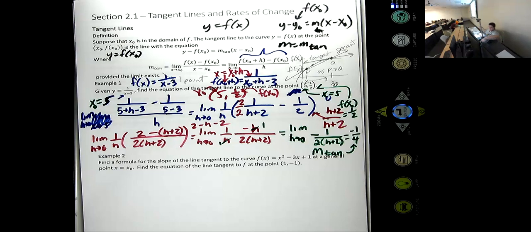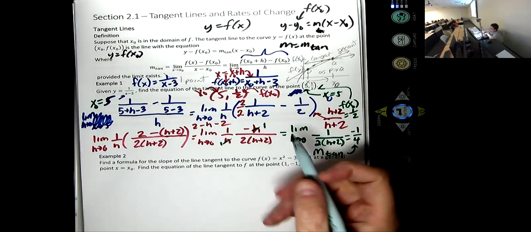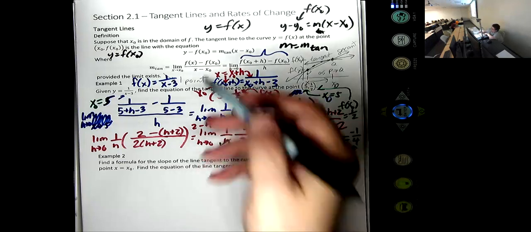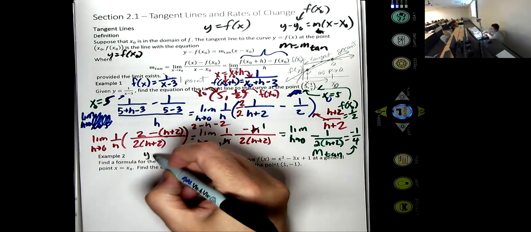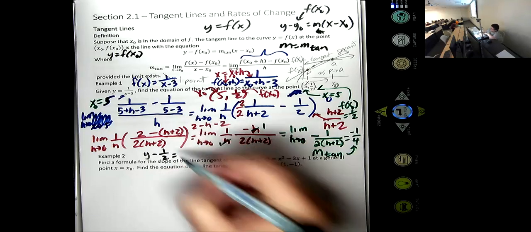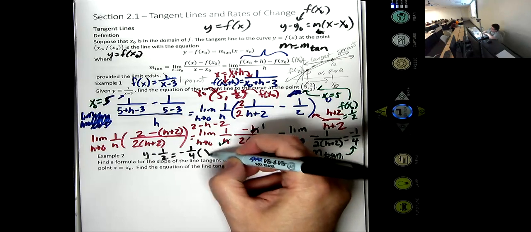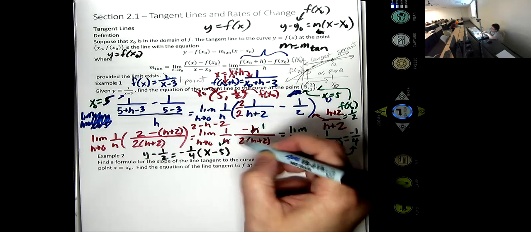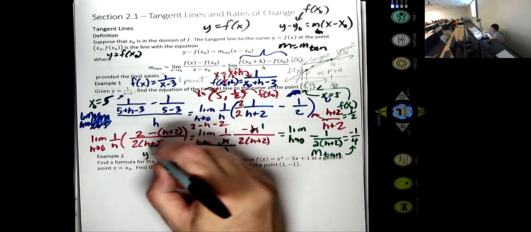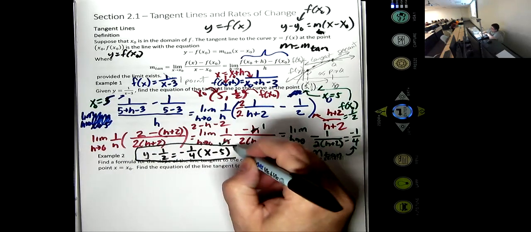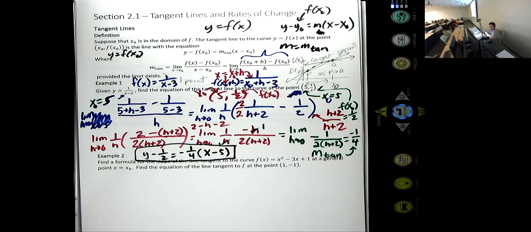That's a pain. We don't even have our tangent line yet. We still got to do y minus f of x naught. So y minus 1/2 equals m tangent, which is negative 1 over 4, and then we've got x minus x naught, which is x minus 5. That is the equation for the tangent line. We probably wouldn't leave it in that format; you know, solve for y. But that's some algebra that you guys will do on the homework. You get practice in later.